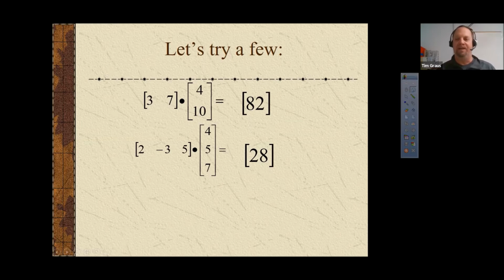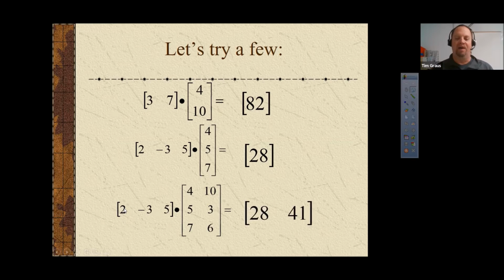Well, what if the matrix is bigger than a single row and a single column? What if I have a single row matrix, but my other matrix has 2 columns? The first step is going to be to multiply the first row times the first column, which we already did. We saw that that answer comes out as 28. But then we take that first row and multiply it times the second column. This will finally get us a second part to this answer matrix. 2 times 10 is 20, negative 3 times 3 is negative 9, 5 times 6 is 30, 20 minus 9 plus 30 gives us 41.